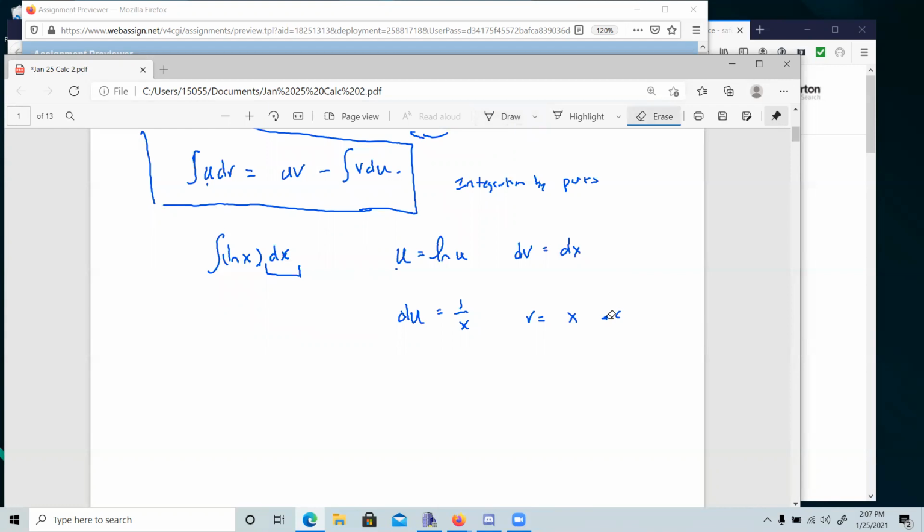We're not going to put it in here. All right. So here's how you deal with this formula. We're going to have uv. So we're going to take this diagonal. So here's uv, which is x ln x minus the integral of v du. So minus the integral of x times 1 over x. Technically, there's a dx here, there's a dx here.